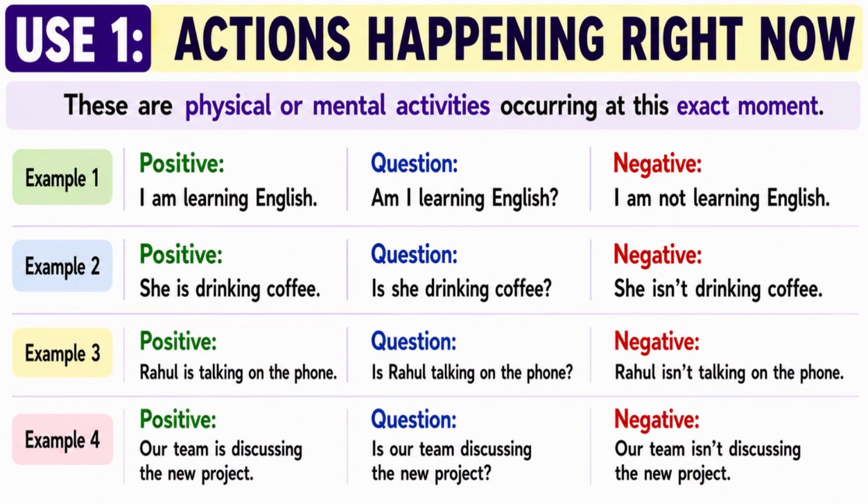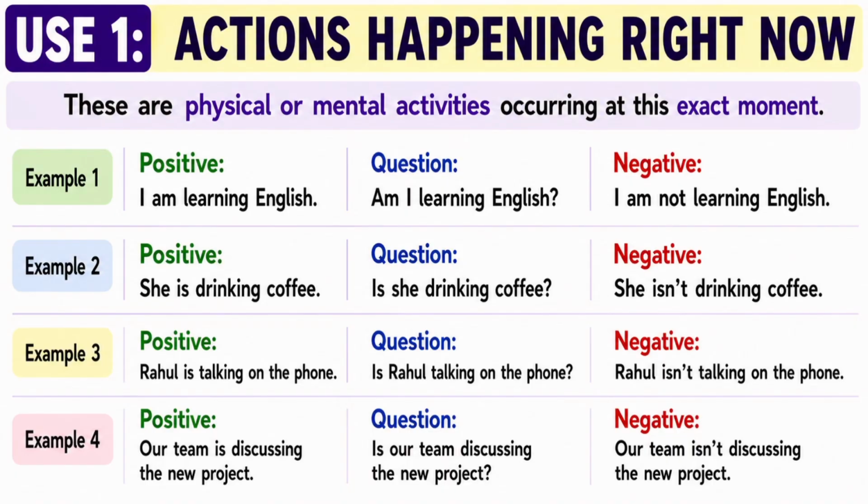Now let's see where we use the present continuous tense. The first use is actions happening right now. These are physical or mental activities occurring at this exact moment. Example 1. Positive. I am learning English. Question. Am I learning English? Negative. I am not learning English.